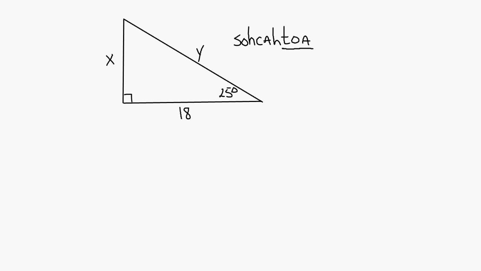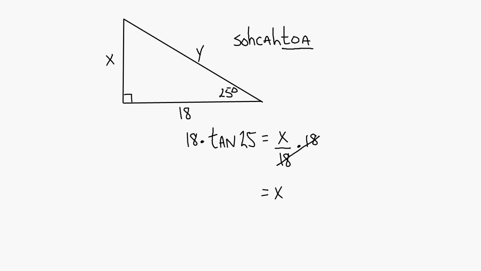So now you're going to write a proportion, and your proportion is going to be tan of 25 equals the opposite side, which is the x, over the adjacent side, which is 18. So you've got a proportion now. And when x is in the numerator, the next step is just to multiply each side by 18. These two 18s on the right-hand side cancel out, and you're just left with the variable x.